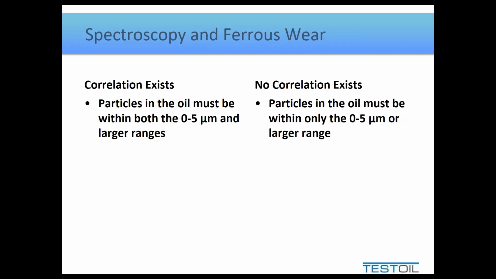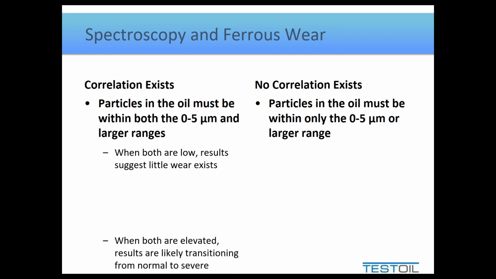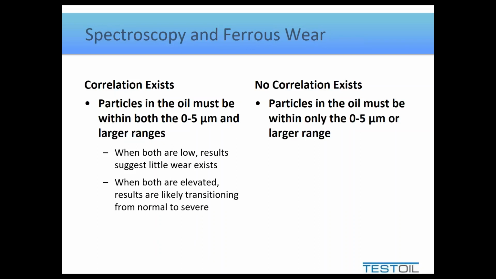But when we take a look at the correlations now between these two tests, we're covering pretty much the same ground. We have to appreciate that spectroscopy is a limited range of particles, whereas ferrous wear is not. So if we see a correlation between the two results, we've got a wide range of particle sizes. If the correlation does not exist, they're only in one or two ranges. So this is very similar to what we just said about particle count. So the simple way of looking at it is if both results are low, there's probably not a lot of wear happening. If both results are high, again, this would be one of those transition periods where we're moving from normal wear modes to probably abnormal or severe wear modes.